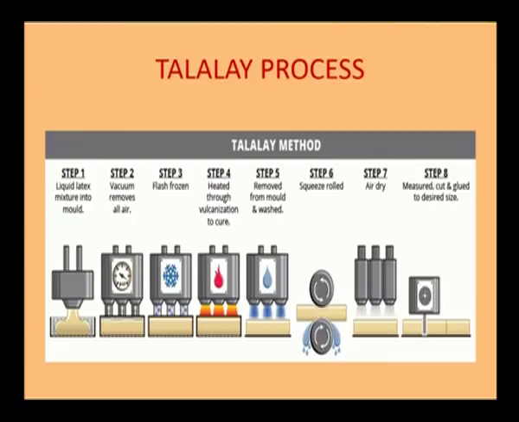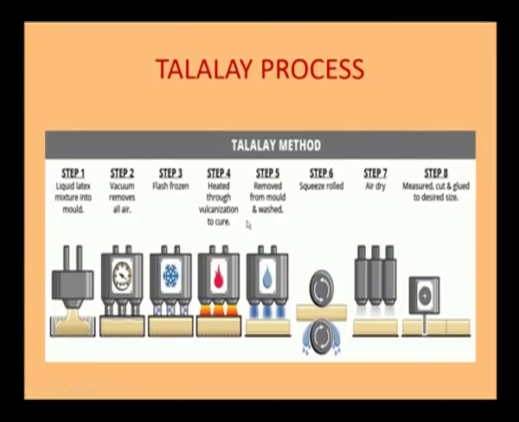And the second step is the unique one, in which you are going to take out the air, that is, you are going to maintain vacuum in that mold, then you are going to freeze it, at minus 35 degrees centigrade. Then with the same mold you are going to vulcanize to cure. Then you are going to remove the product from the mold, then wash it thoroughly, then squeeze it.